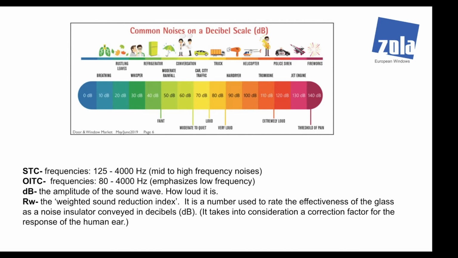And then finally, the RW is the weighted sound reduction index. This gets applied to what materials are. So when a window gets acoustically rated, it gets an RW, which is a single number that conveys how many decibels can be reduced by that product in order to make it fit into the situation.